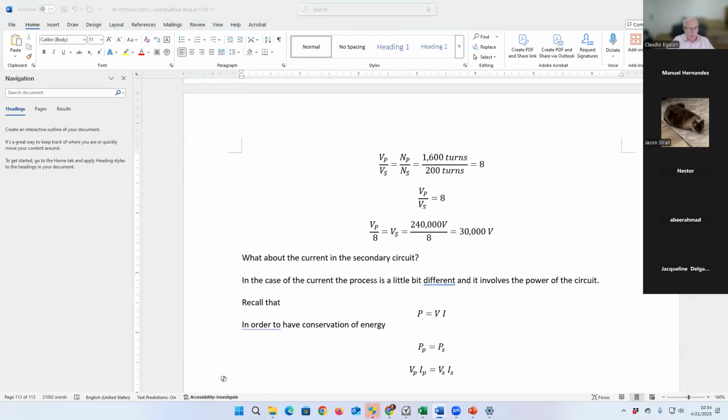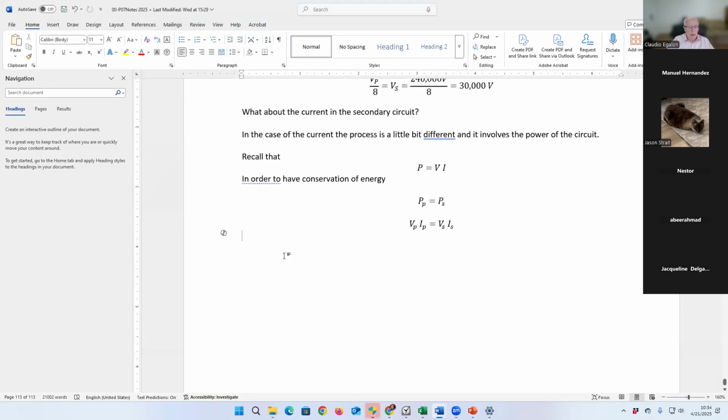And instead of a proportionality relation, we're going to have the inverse. The voltage increases, but the current goes down, right? And vice versa.